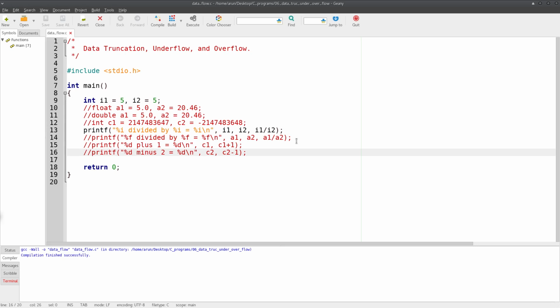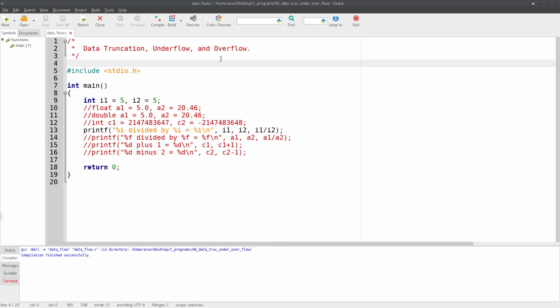This series is a series of tutorials on C programming, and in this tutorial we'll be talking about three concepts that will be very important while debugging programs that show some funny outputs. These topics are data truncation, data underflow, and data overflow.